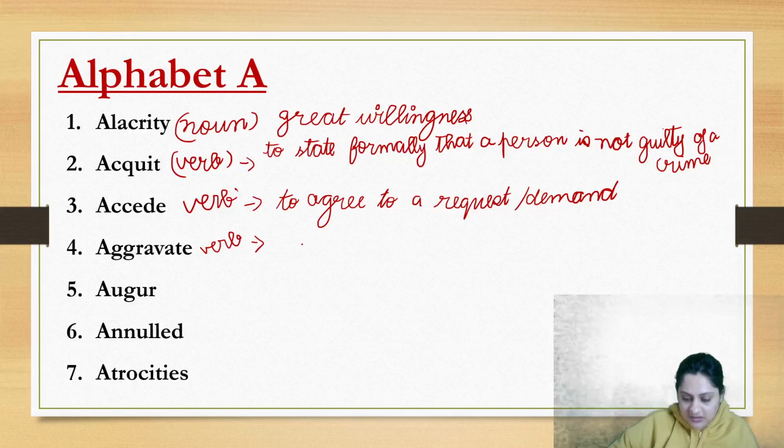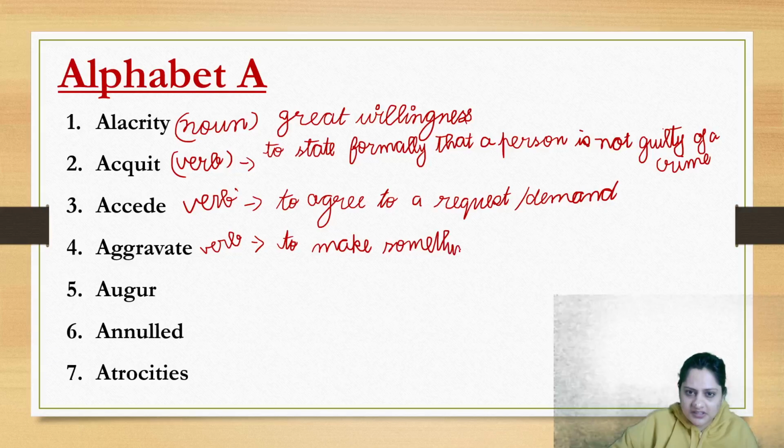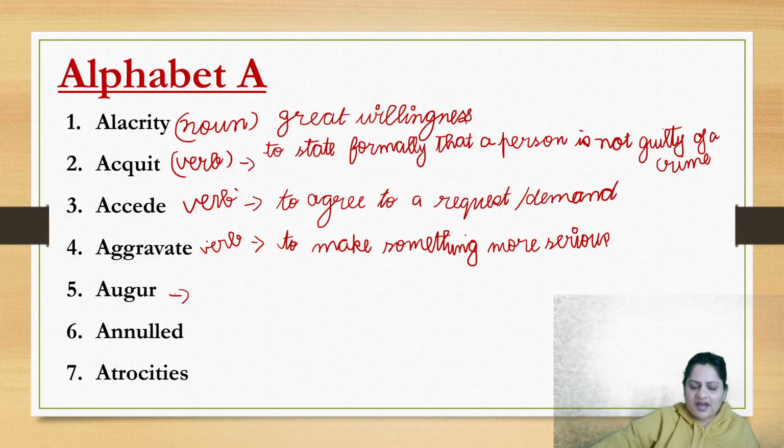Aggravate, all these common words are verbs only. Aggravate is again to make something more serious. Aggravate the situation. किसी situation को और बिगाड़ देना, खराब कर देना. Okay? To make something more serious. Worsen the situation. Okay? Make the situation worse.